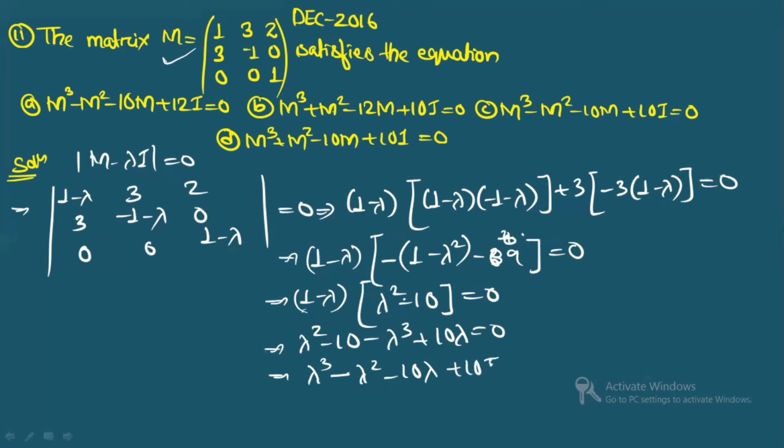Plus 10 equals 0. So putting lambda equals M, you can write it as M cube minus M square minus 10M plus 10I equals 0. This is what we do for the Cayley-Hamilton equation. So M cube minus M square minus 10M plus 10I. So this is equation C. So the correct answer is option C. Clear? So now let's see the next question.